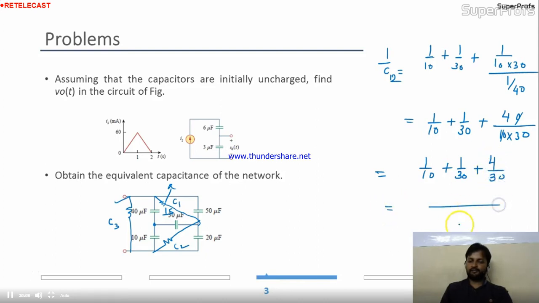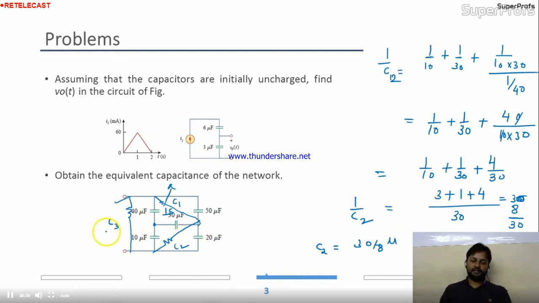Take the LCM, 30: 3 times, 1 times, 1 times. This is nothing but 1 by C2. Is it okay? So 4, 3, 7 and add. This is 8 by 30. So C2 is nothing but 30 by 8. I hope it is clear to you. So C1 we got 15 micro, and this is 30 by 8 micro.